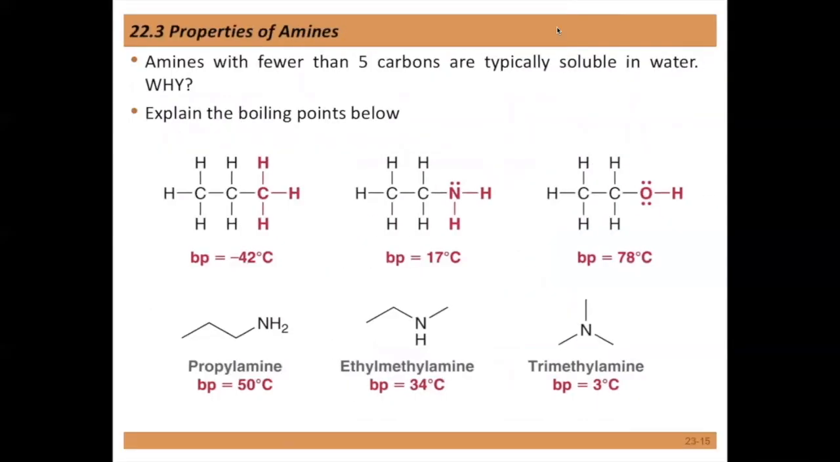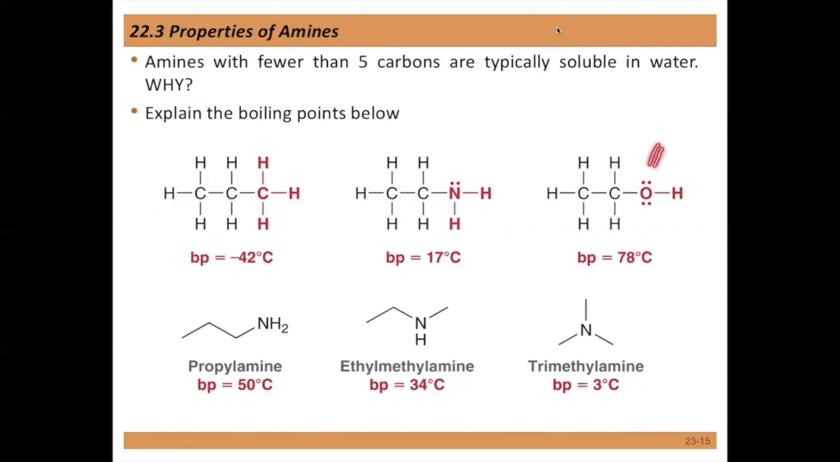So some other properties of amines. Typically amines with 5 or fewer carbons are soluble in water. And the question is why? And that answer has to do also with this trend that we see on the next line down when we want to explain the boiling points below. So if we just have a molecule that's got 3 heavy atoms here, this is propane, it's got a boiling point of -42 degrees Celsius. If we replace one of those carbons with an amine, the boiling point jumps up significantly to 17. But if we replace it with an OH, the boiling point jumps up even more to 78.